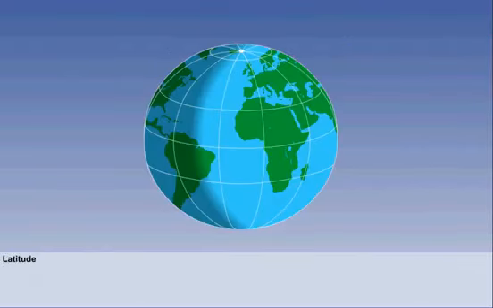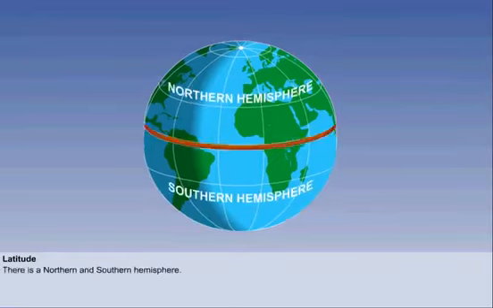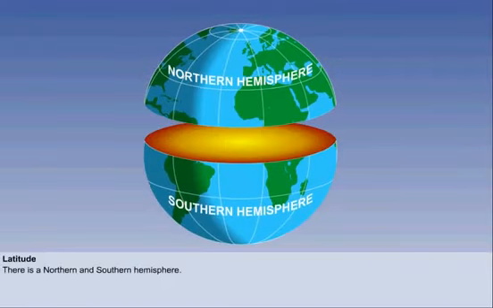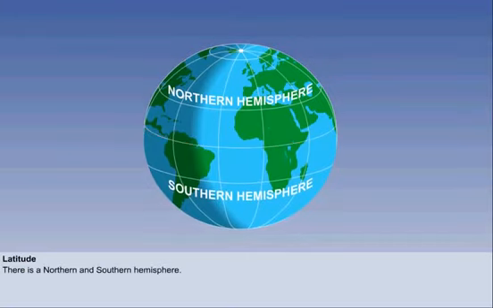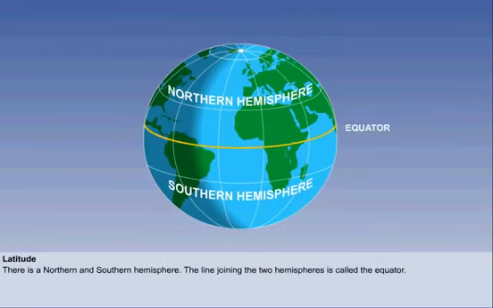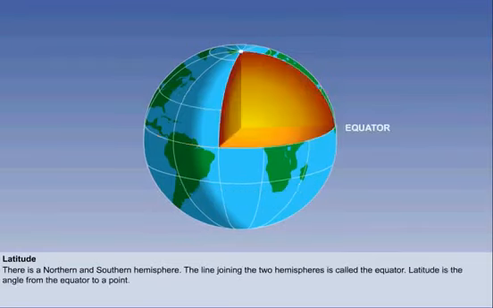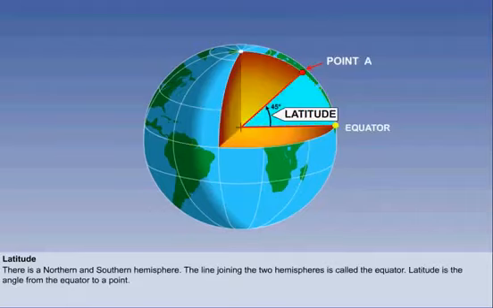Latitude is one of the two coordinates needed to identify position. Imagine the Earth cut into two halves, one at the top and one at the bottom. These halves are called hemispheres. There is the northern hemisphere and the southern hemisphere. The line joining these two halves is called the equator. Latitude is defined as the angle measured at the centre of the Earth between the equator and a point on the Earth's surface.